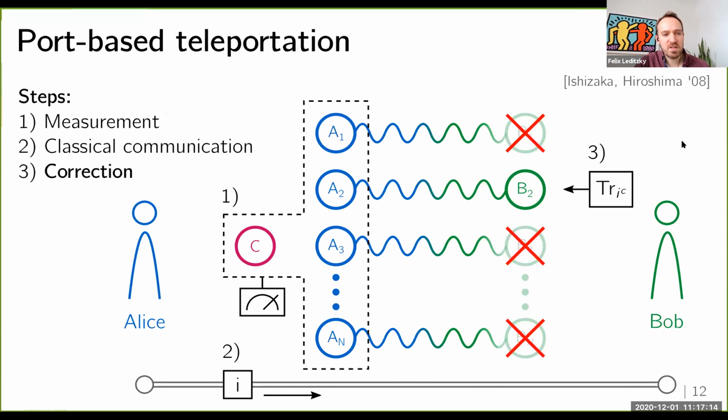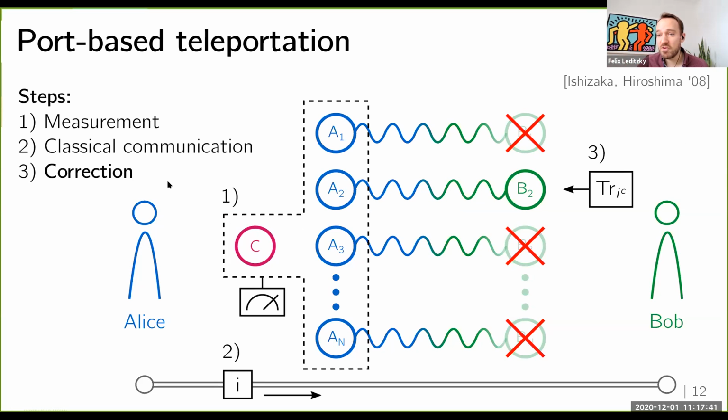And the protocol works in a very analogous way to standard teleportation. So the first step is for Alice to perform a measurement on her systems. Only this time, this is n+1 systems: the one qubit she wants to teleport and the n qubits that she shares with Bob. So she applies a joint measurement on these n+1 systems here in this box.